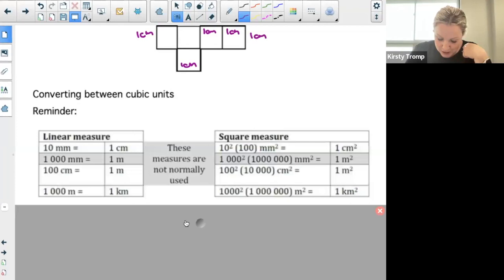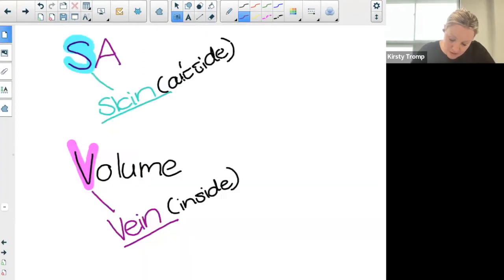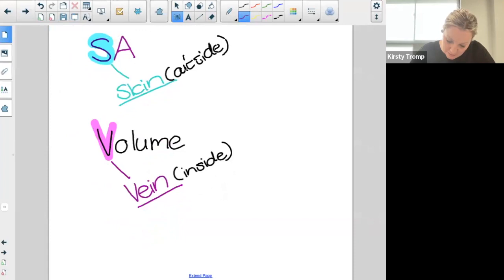So just as a reminder, 10 millimeters is equal to 1 centimeter. However, 1 centimeter squared is going to be equal to 100 millimeters squared. 1,000 millimeters is equal to 1 meter, but 1 million millimeters squared equals 1 meter squared. Okay, let's go have a look at how we did that before, at our lesson where we practiced that.